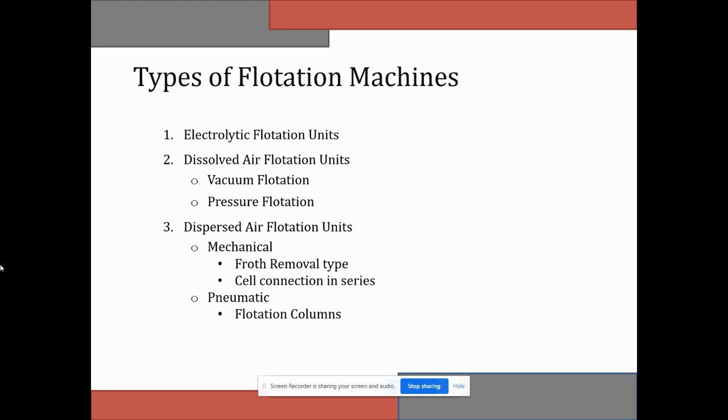So, going into the types of flotation machines, we are going to discuss the following types of industrial flotation machines, namely number 1, electrolytic flotation units; number 2, dissolved air flotation units, which can be categorized into vacuum flotation and pressure flotation; number 3, dispersed air flotation units, which can again be categorized into mechanical, which can again be classified into froth removal type and cell connection in series, and secondly, pneumatic, which is classified into flotation columns.